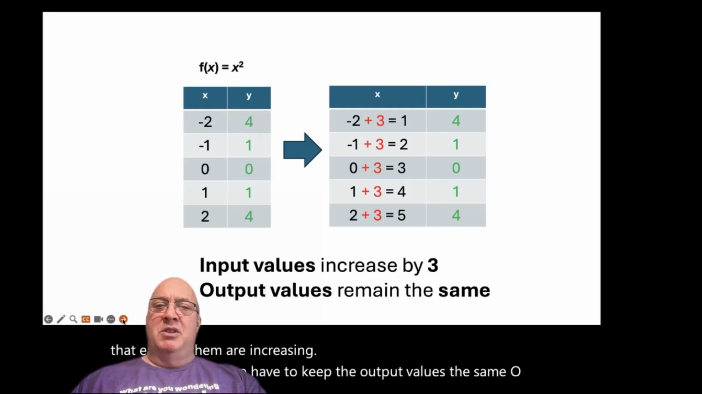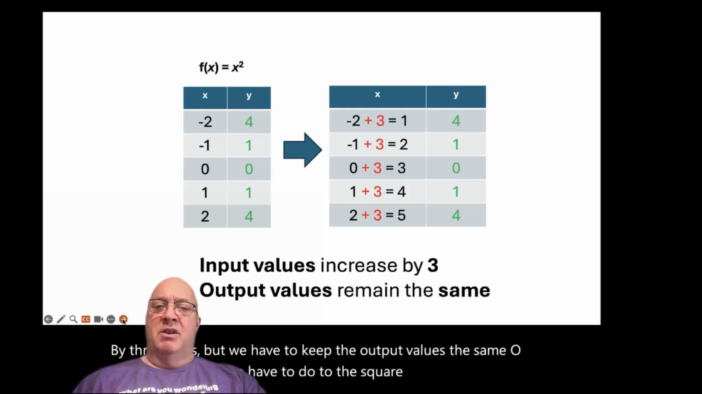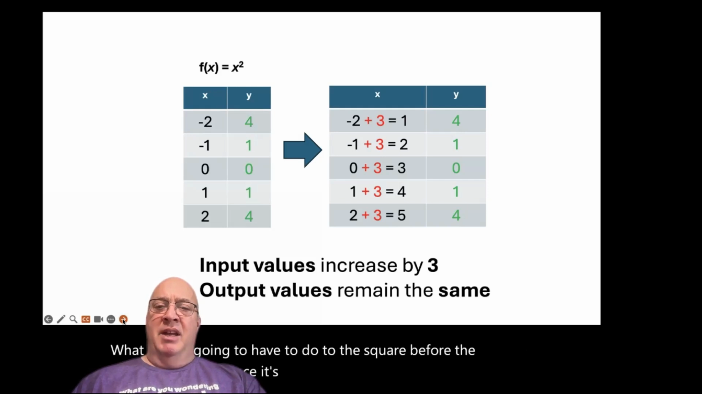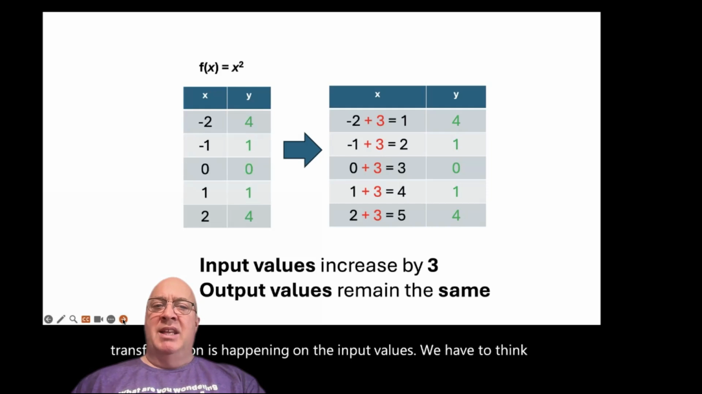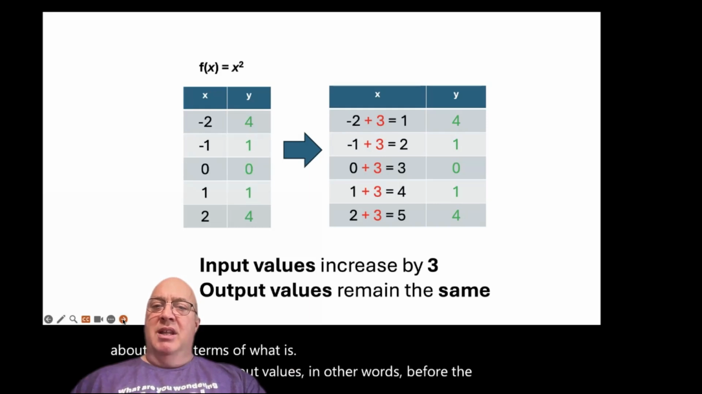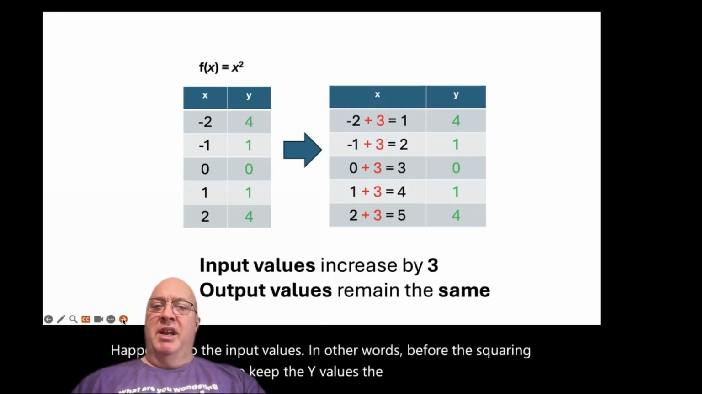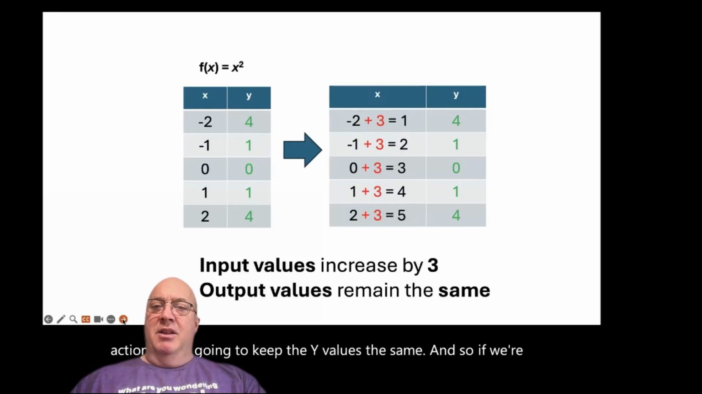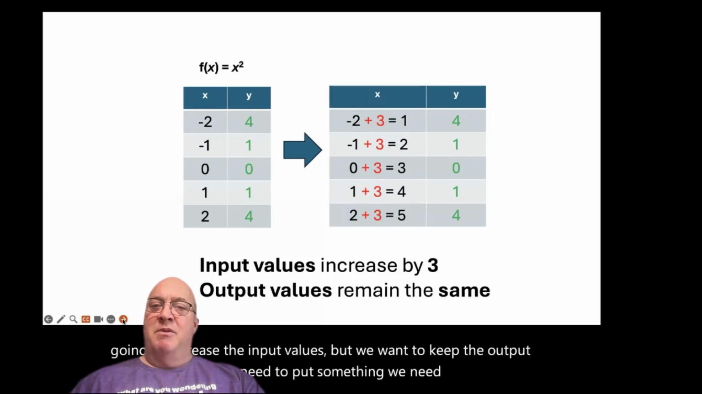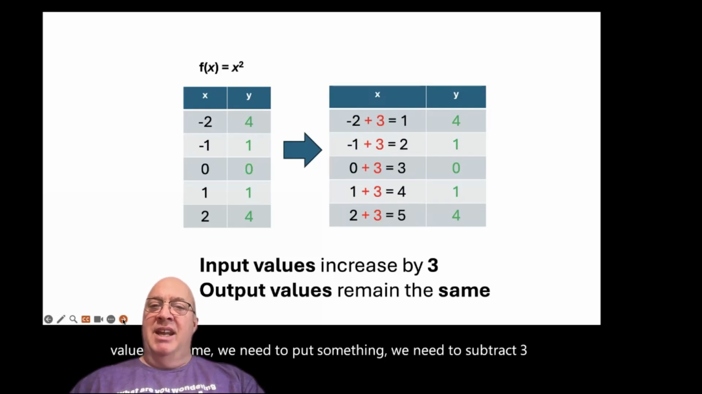So what are we going to have to do to the square, before the squaring function, since the transformation is happening on the input values? We have to think about this in terms of what is happening to the input values. In other words, before the squaring action, that's going to keep the y values the same. If we're going to increase the input values but want to keep the output values the same, we need to subtract 3 before the squaring action to maintain the fact that the output values are going to stay the same.